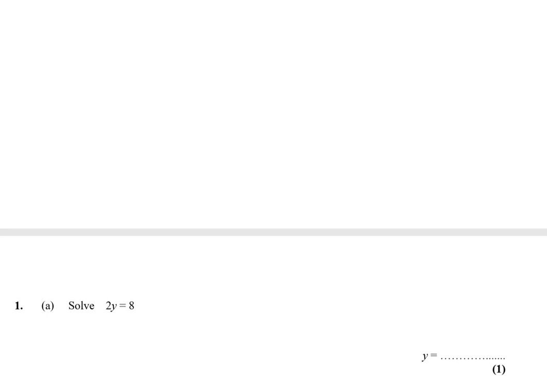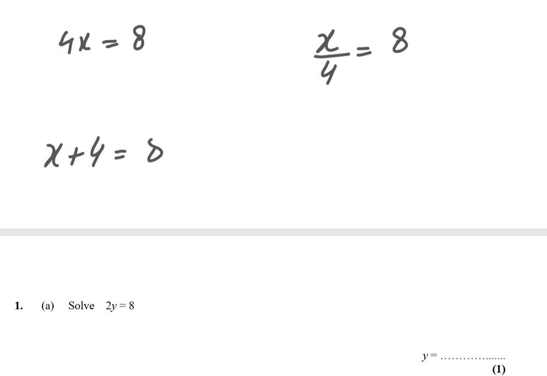So you could have four cases when you're solving an equation. You could have 4x is equal to 8, x over 4 is equal to 8, x plus 4 is equal to 8, and x minus 4 is equal to 8. You're gonna get these four cases when you solve a basic equation.